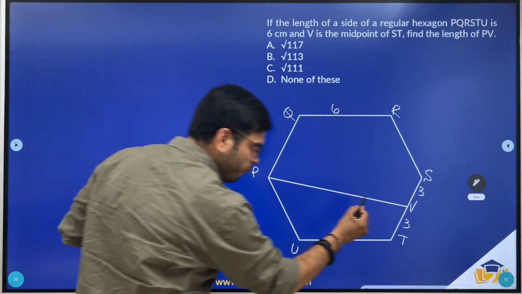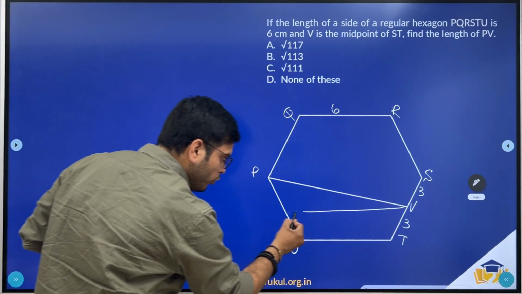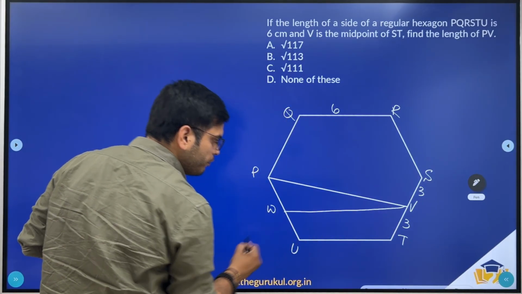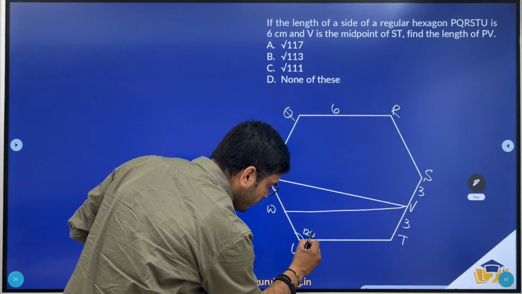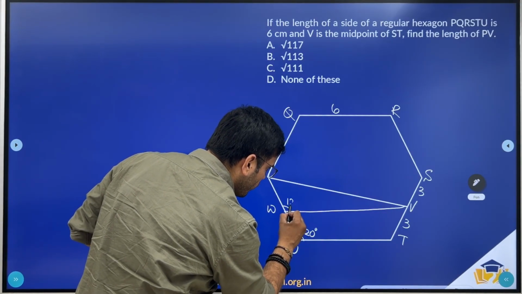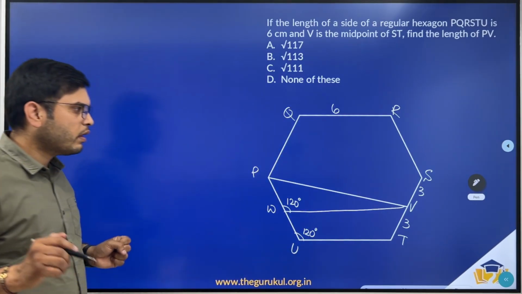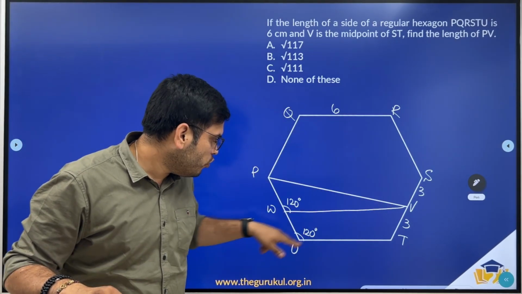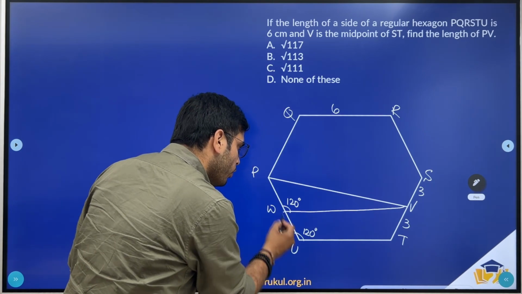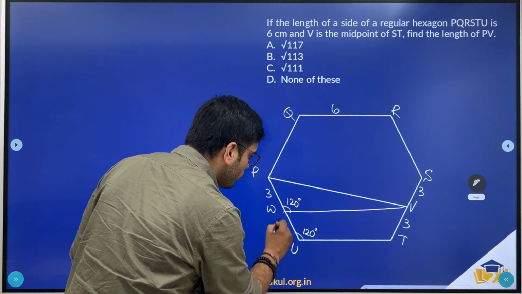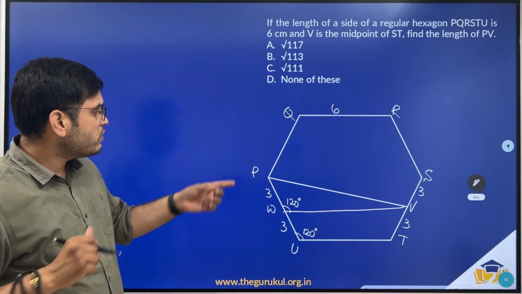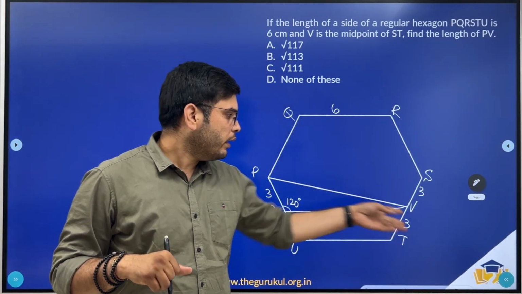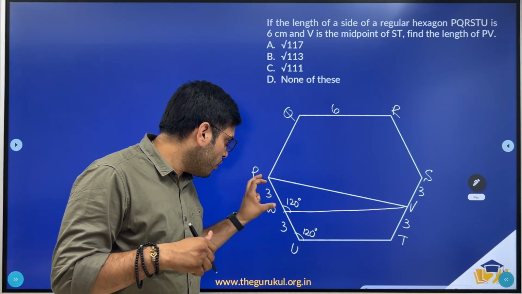Now from V, let me draw a line parallel to UT and let this point be W. In a regular hexagon, we know that this angle is 120 degrees, so this will also be 120 degrees. Since this is parallel to UT, W will be the midpoint of PU, so this will be 3 units and this will be 3 units. Now what was asked? PV. We have this angle 120 and we have one of the sides 3.